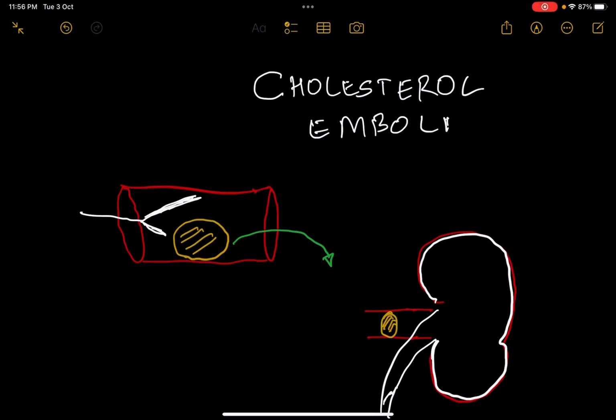Hi, so today's 2 minute topic is going to be cholesterol embolism and cholesterol emboli. We are looking at it from a renal point of view, and that is the most commonly tested on test day. So let's speak about it.